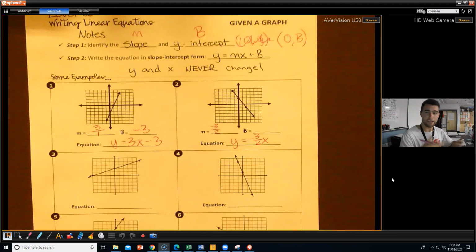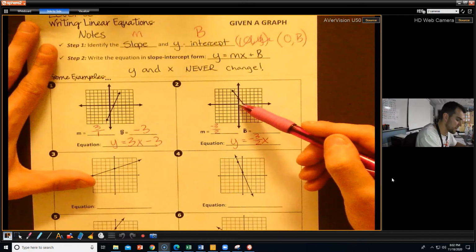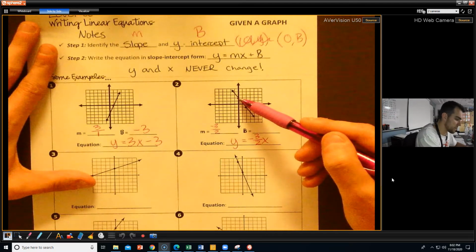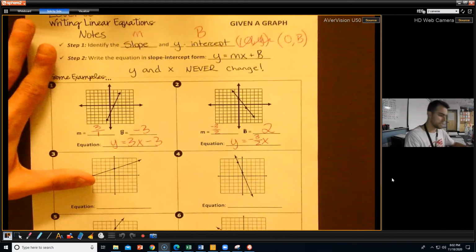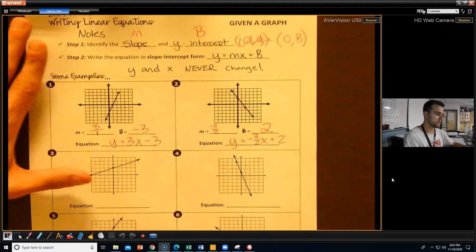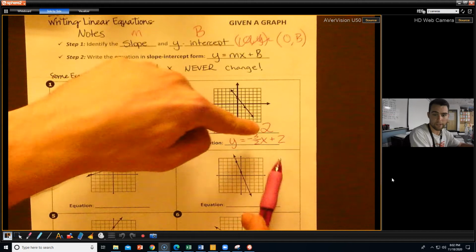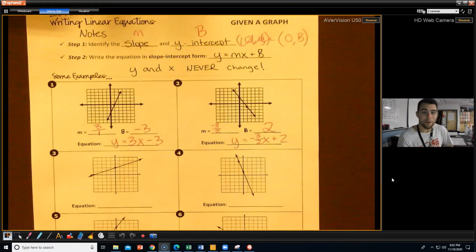So it's negative 3 halves x, and then we need to figure out what b is. Well, b is starting right here. This point is 0, 2, so my b is 2. And since it's a positive 2, we're going to do plus 2 for b. Plus b right there, okay? And there it is. That's the equation of my line. And honestly, that's all there is to it.